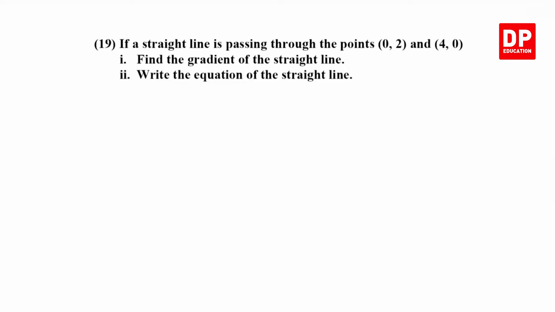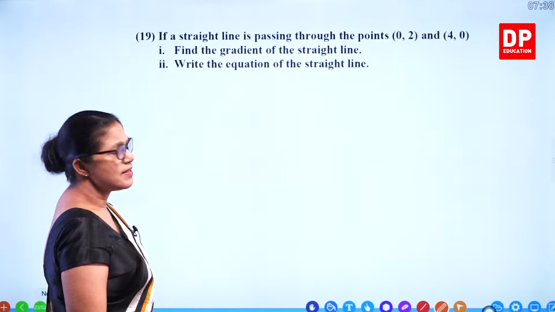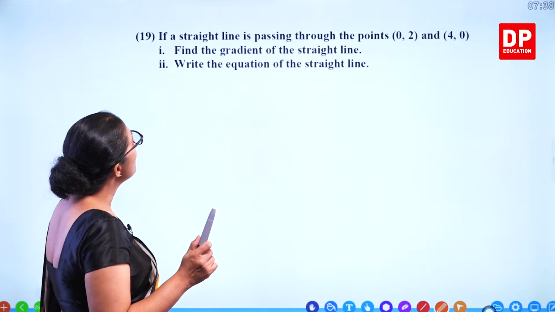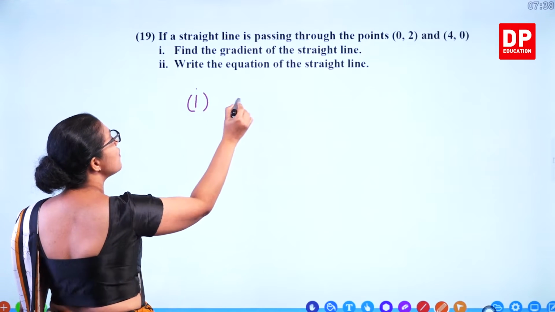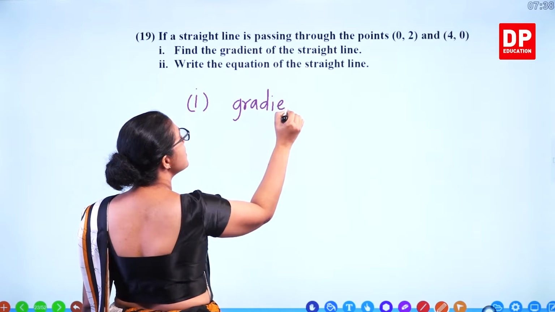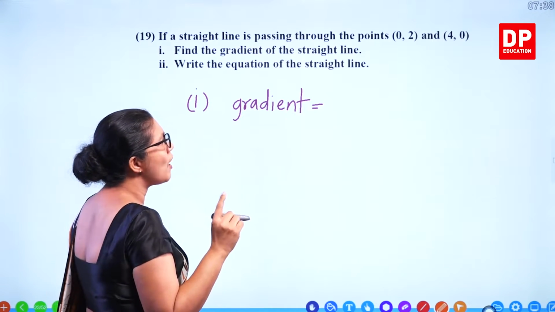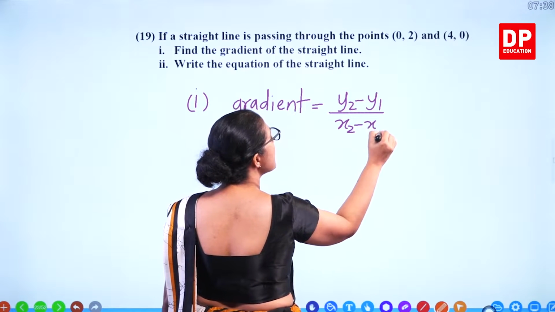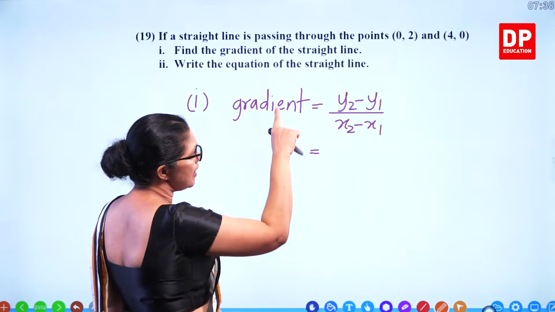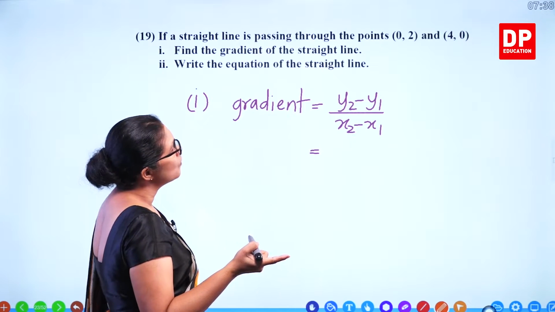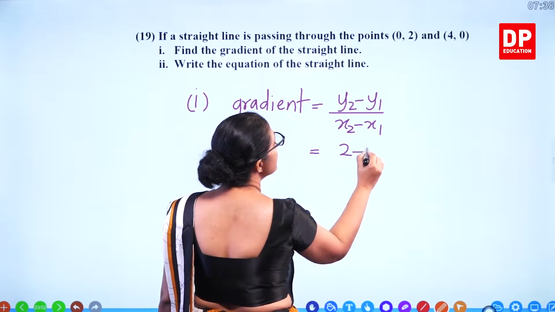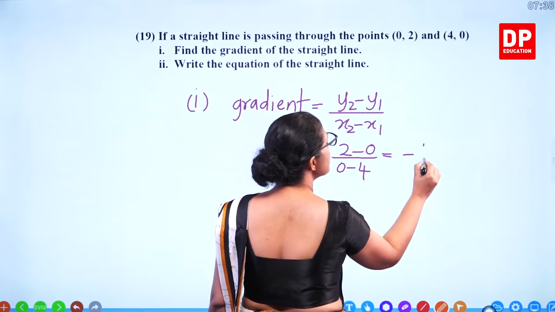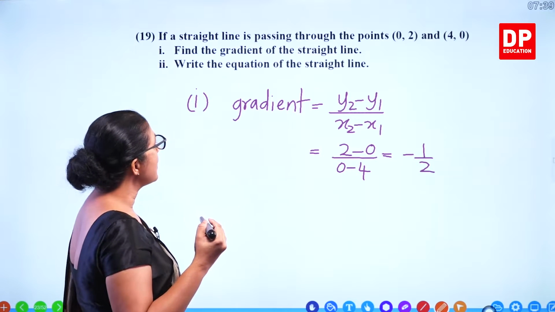Question number 19. If a straight line passing through the point 0, 2. What's 0, 2? When x equals 0, the y value, that's the y-intercept. And for 0, find the gradient of the straight line. How do you find out the gradient? If you know 2 points, you can use the formula y2 minus y1 over x2 minus x1. Take the difference. So, you can take any point as y1, x1. So, I'll take this one. 2 minus 0, 0 minus 4. 2 over minus 4, that means minus half. So, slope or gradient is minus half.